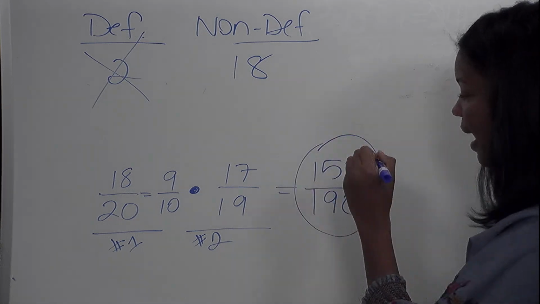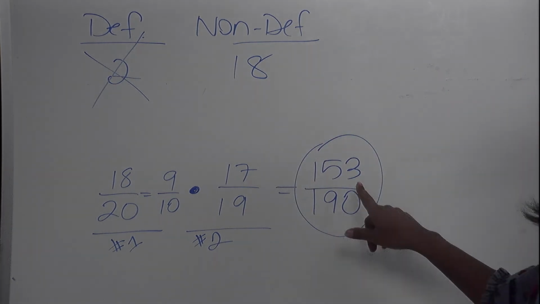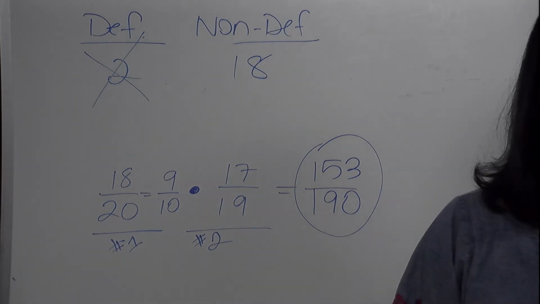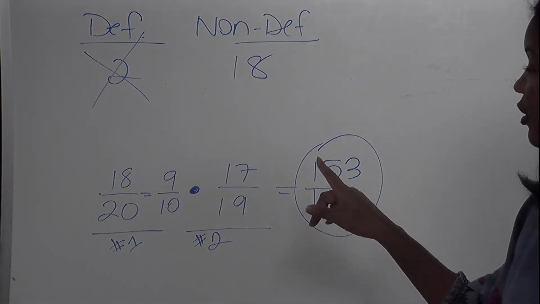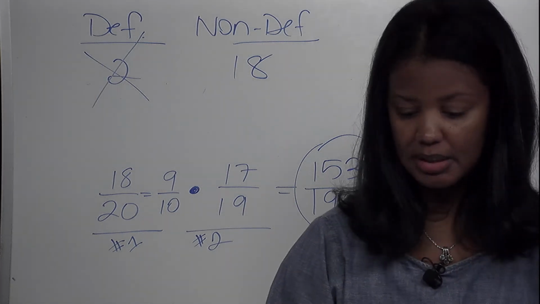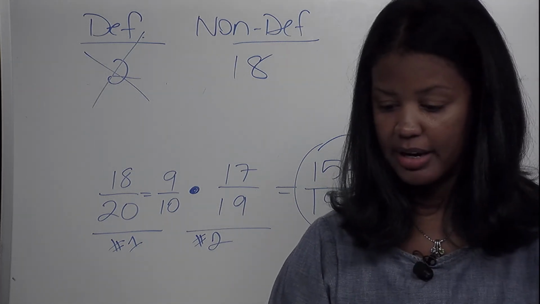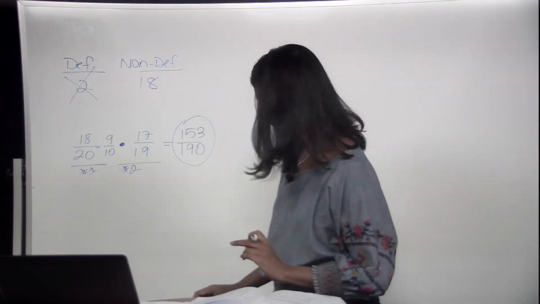So this will be our numeric entry response. We'll grid in 153 over 190 into our answer space here. So again, no answer choices here. You have to do the calculation and then put in your numeric entry. So that's how that question type looks. Moving on, we're going to look at a quantitative comparison question type.